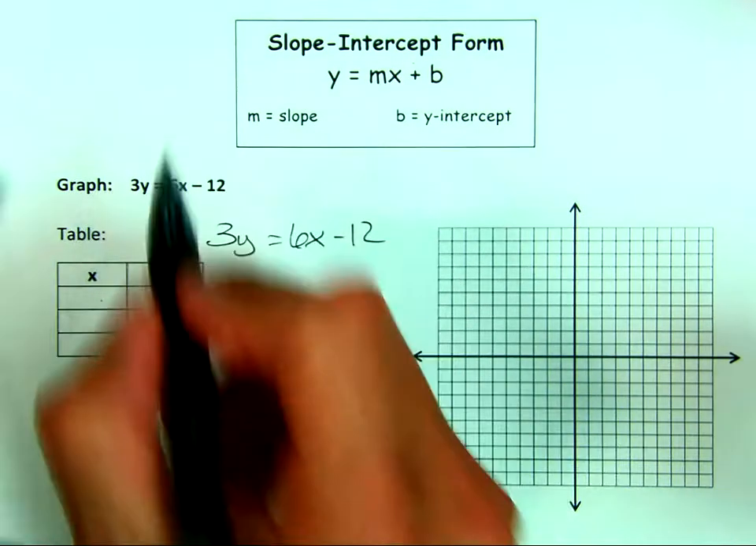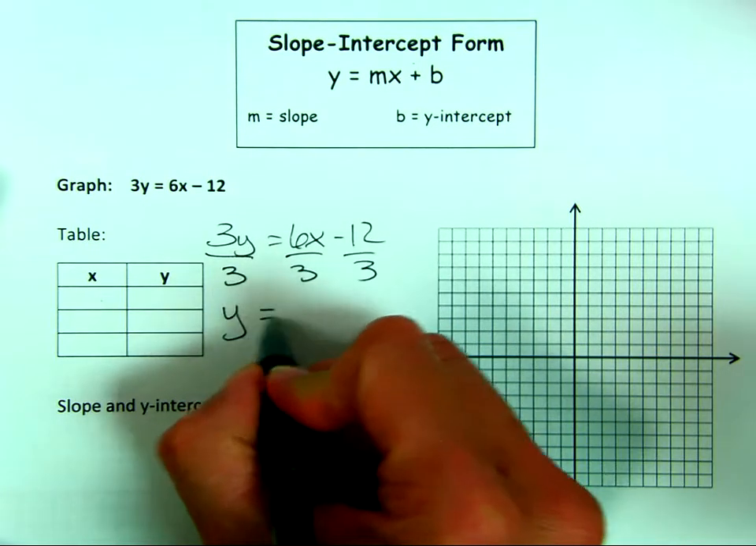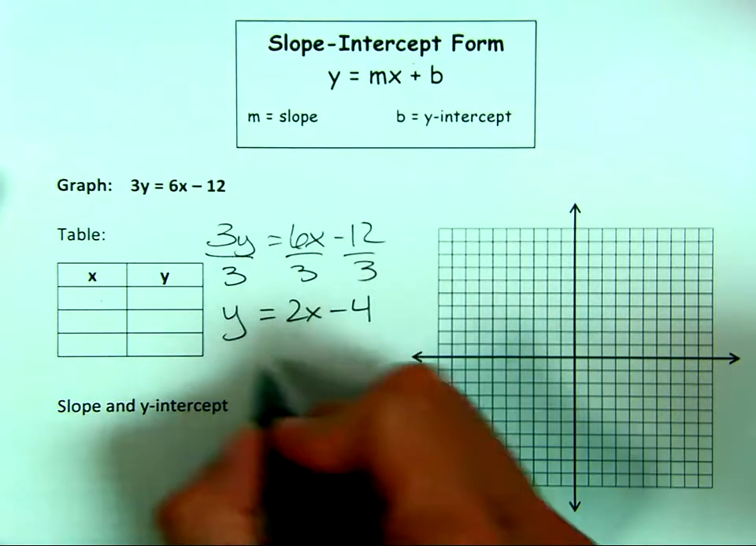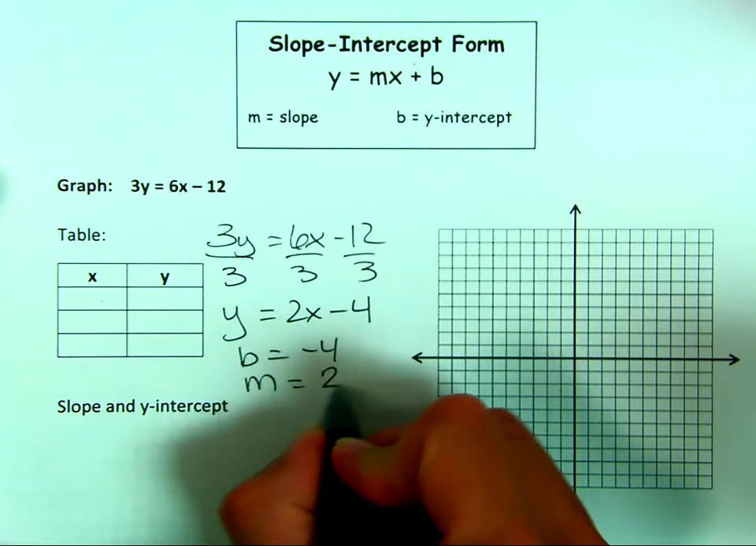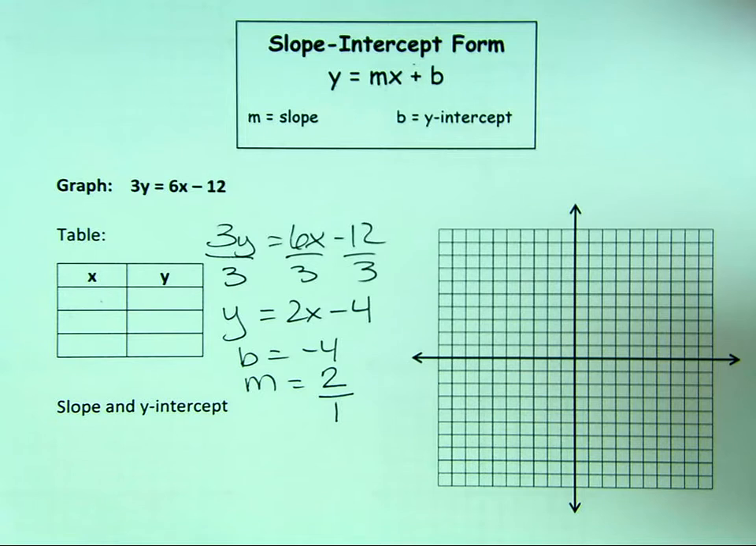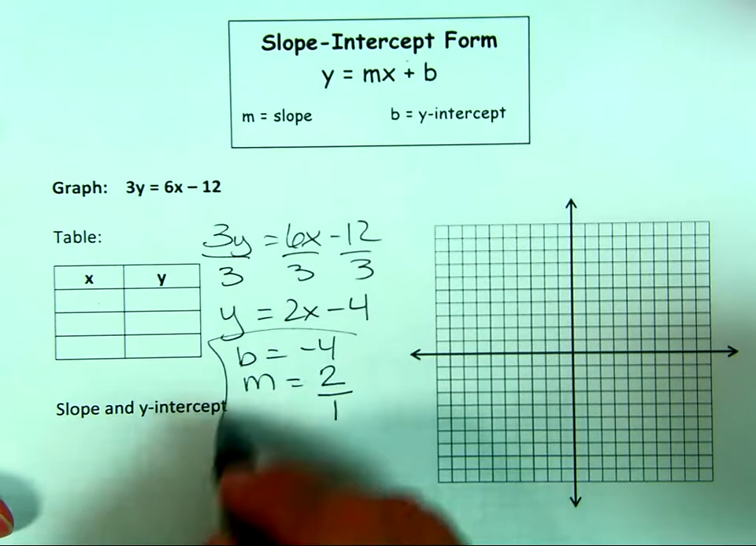So first step, get y alone. So we're going to divide everything by 3, and that gets our y alone. And then it's important to know what b is and what our slope is. Especially when you're starting out, I like to put the slope as a fraction. So if it's not a fraction, I like to put a 1 under it. So now we have these two pieces.